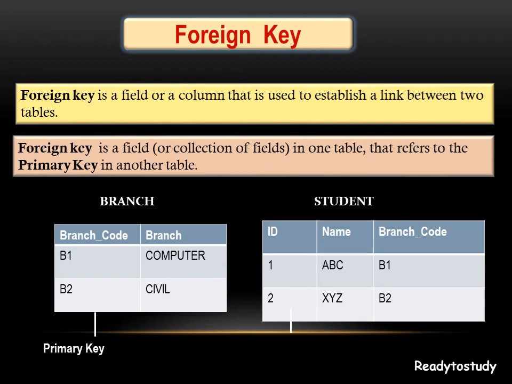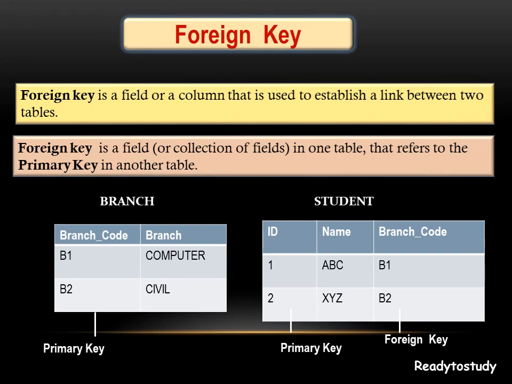In it, ID is the primary key, and if you want to connect branch and student, we need one common column. So we have taken branch code as a common column for both tables. So branch code is what we have given as a foreign key. Why? Because a foreign key is a field in one table that refers to the primary key of another table.